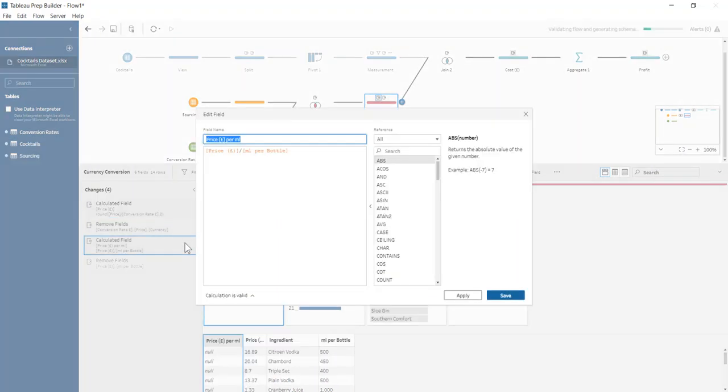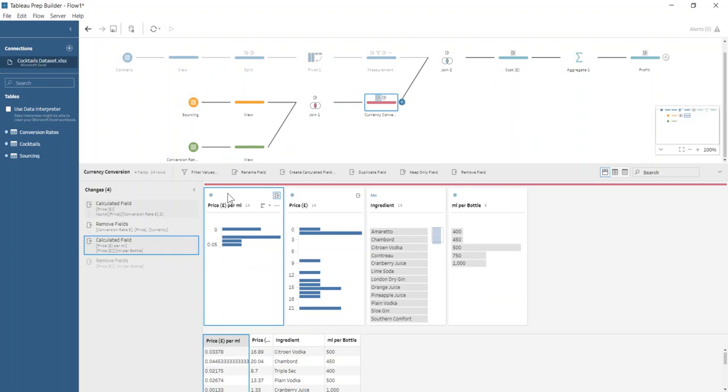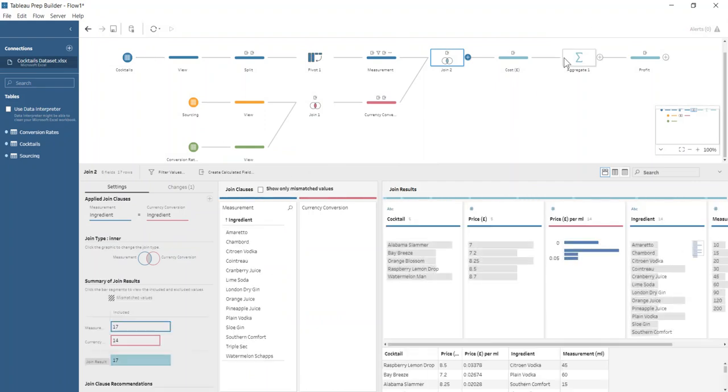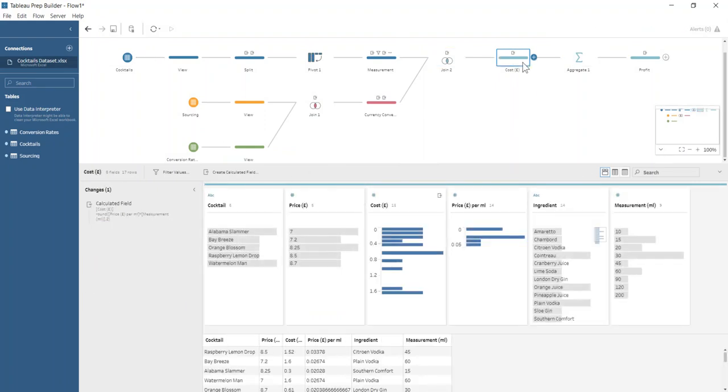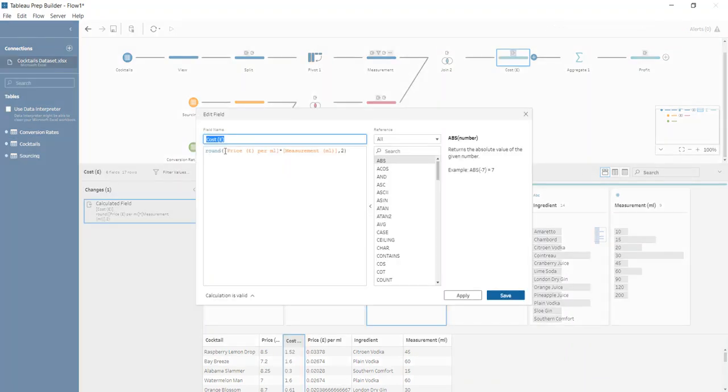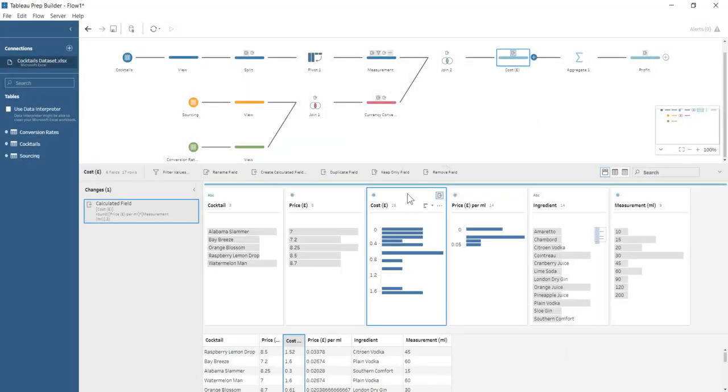So that means that we're doing our price divided by our milliliters per bottle. Sorry, price per milliliter, rather than price per bottle. And that gives us quite a long answer there. And then we can bring that into our cocktails data set so that we can work out the cost of each of those ingredients. And we do that by multiplying our price per milliliter by our measurement in milliliters. So we multiply that together, and now we're just working out the cost per cocktail.